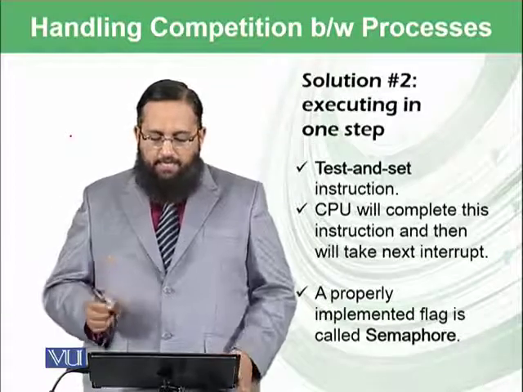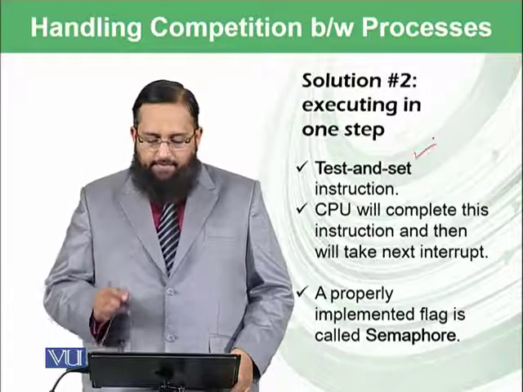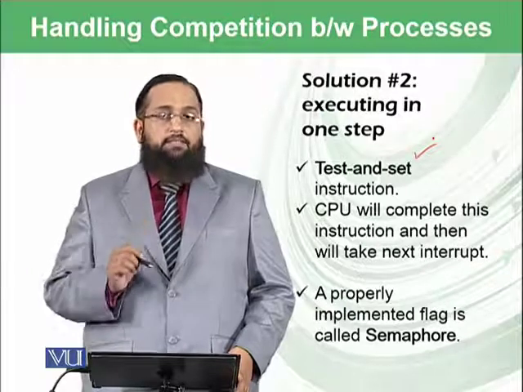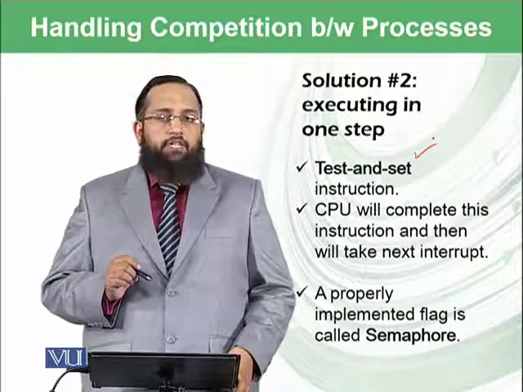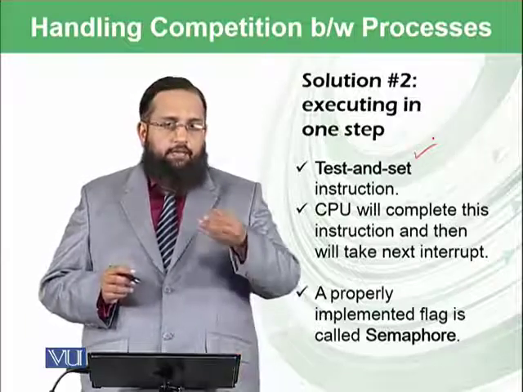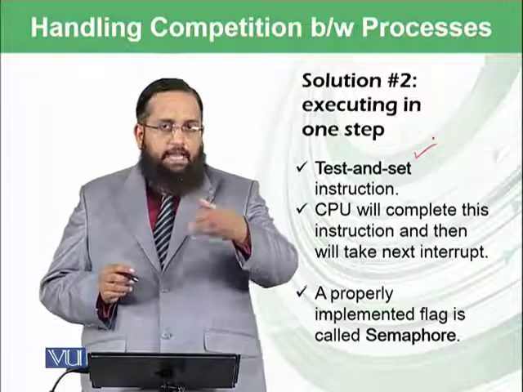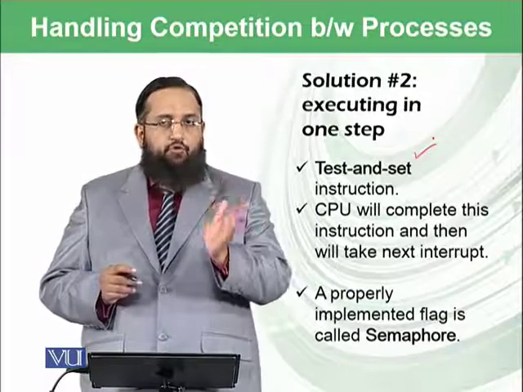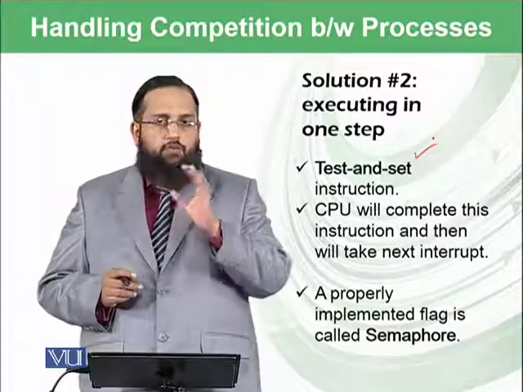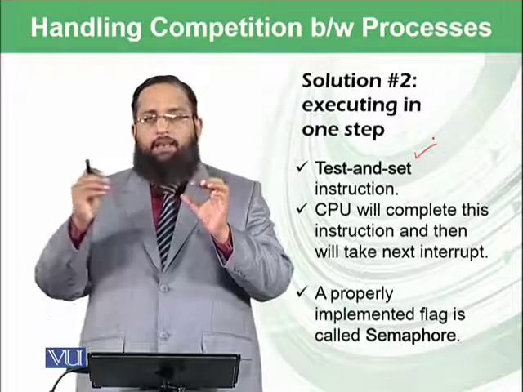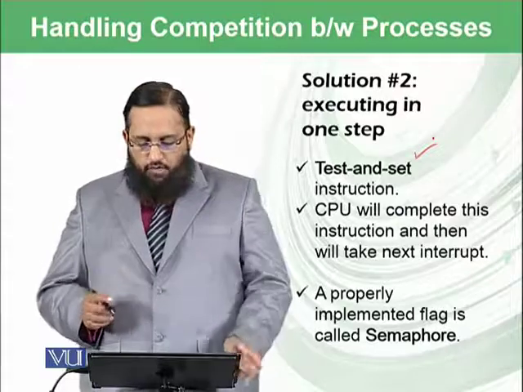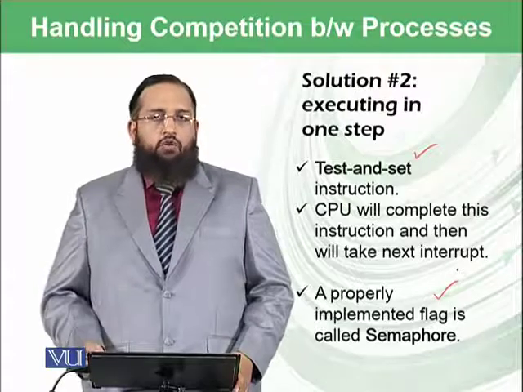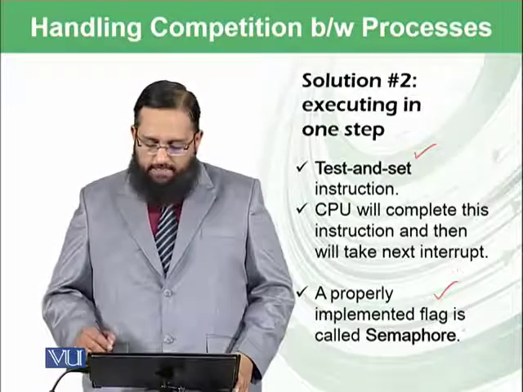The second solution is that the test and set instruction should be executed in one cycle. In certain CPUs, such a machine instruction is available, so you can test whether it is 0 and set it at the same time within the same machine instruction. This means you do not need 3 instructions, and within that particular instruction, no one can interrupt you. A properly implemented flag, whether with solution number 2 or solution number 1, is known as a semaphore.